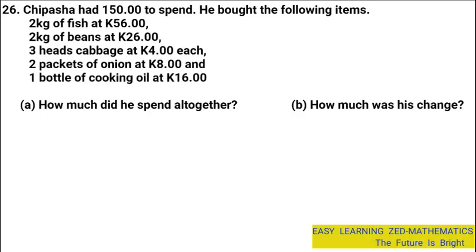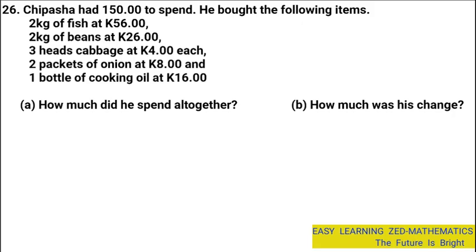Okay, so question 26 was as follows. Chipasha had 150 kwacha to spend. He bought the following items: 2 kg of fish at 56 kwacha, 2 kg of beans at 26 kwacha, 3 heads of cabbage at 4 kwacha each, 2 packets of onion at 8 kwacha, and 1 bottle of cooking oil at 16 kwacha. Question 26a: how much did he spend altogether? Question 26b: how much was his change?